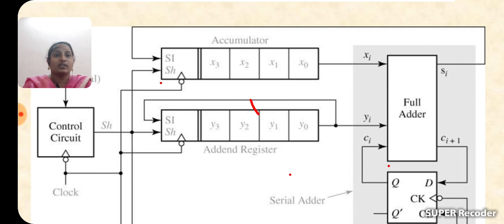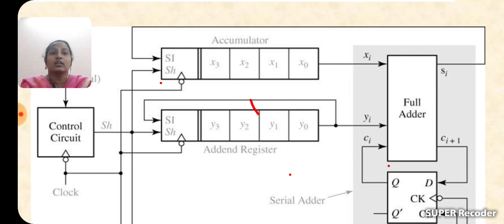S0 produced, then only S1 is produced. Until S1 is produced, S2 is never produced. So because of this, what happened? The speed will be reduced. Because of serial addition, speed of addition will be reduced. And here one advantage is there: only one full adder is required.